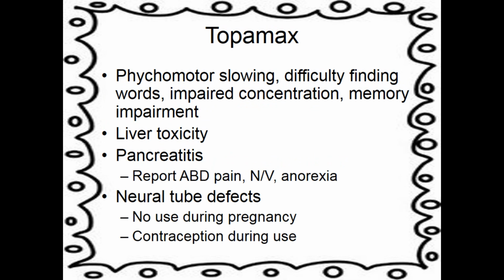Topamax. It causes psychomotor slowing, difficulty finding words, impaired concentration, and memory impairment. It can also cause liver toxicity or pancreatitis. Signs and symptoms to report related to pancreatitis are abdominal pain, nausea and vomiting, and anorexia. It can cause neural tube defects, so do not use during pregnancy. And make sure that you're using contraception if you're taking this medication, and possibly 2 different methods of contraception. Topamax can be given for seizures or migraine headaches.